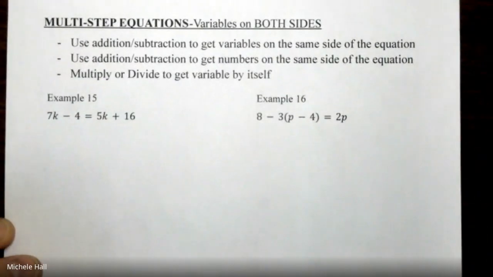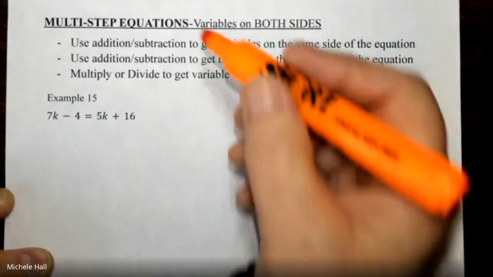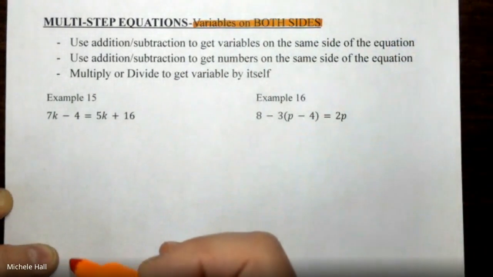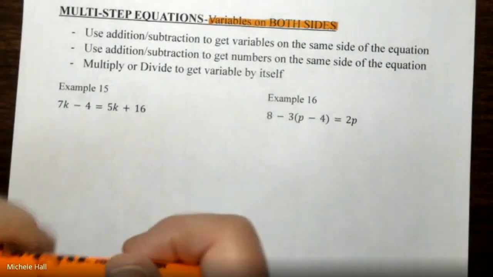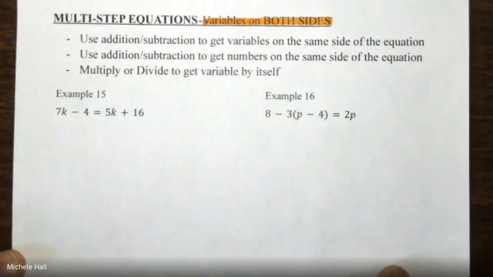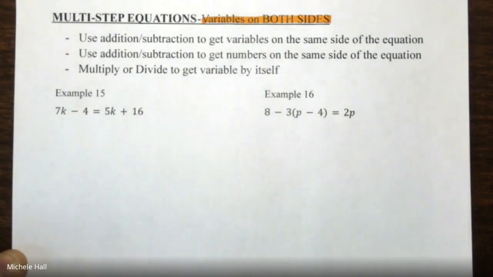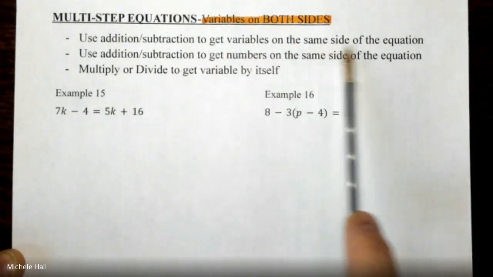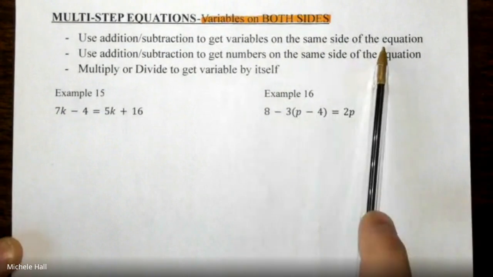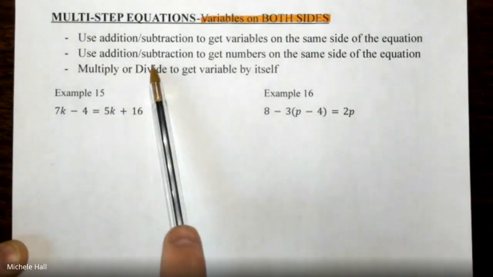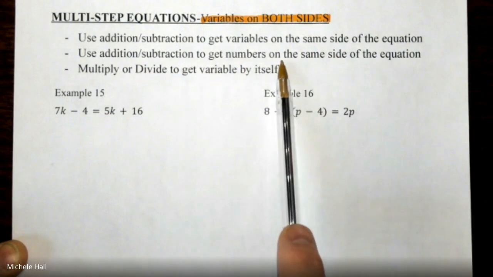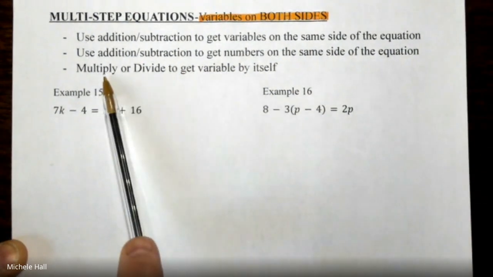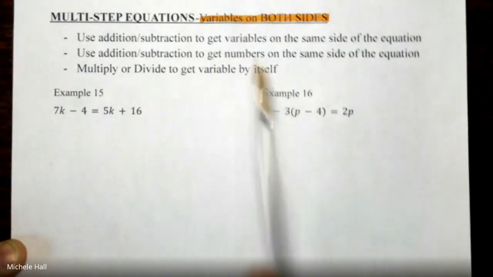Multi-step equations with variables on both sides of the equation. They are on both sides. We're going to use addition and subtraction to get variables on the same side of the equation. We're going to use addition and subtraction to get numbers on the same side of the equation. We're going to use multiply or divide to get the variable by itself.